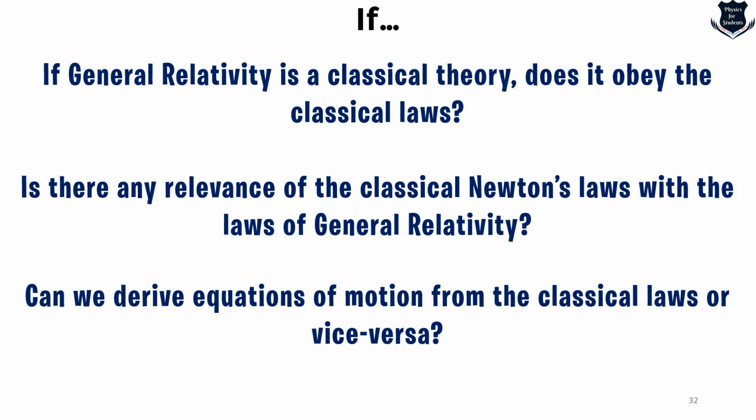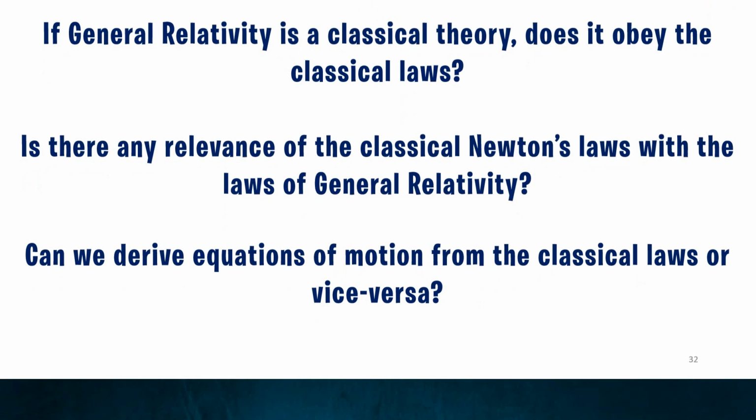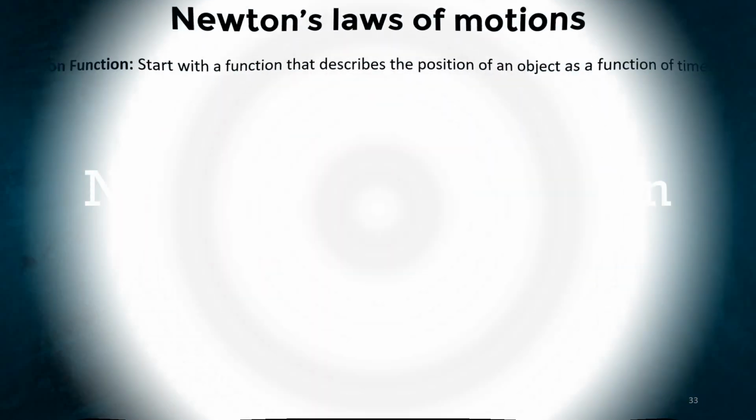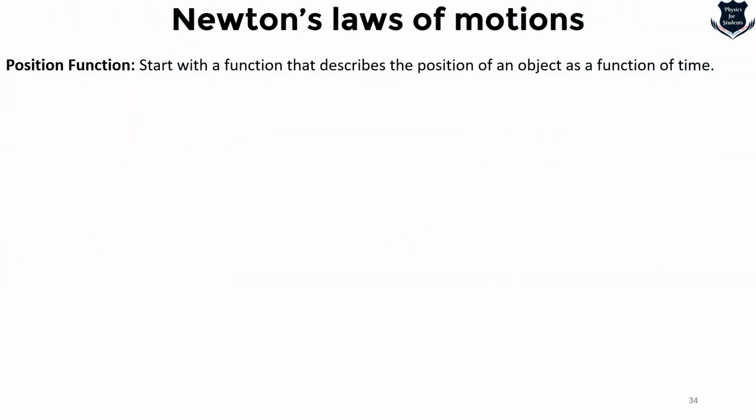These are the questions we are going to answer. We are going to see that if we call general relativity a classical system, does it obey the laws of classical physics? Let us find how general theory of relativity obeys the laws of classical physics. Coming in the next part of the video, we will go back to none other than the celebrated Sir Isaac Newton. We will look into one of the fundamental laws of Newton's laws of motion.